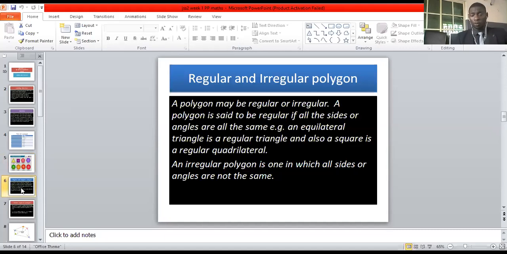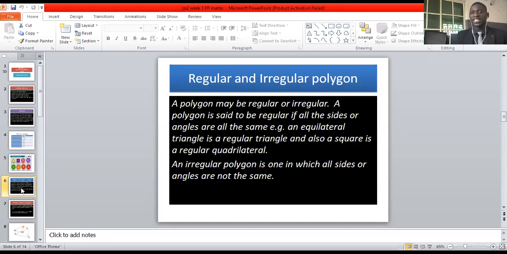Regular and irregular polygon. What does regular polygon mean and what does irregular polygon mean? A polygon may be regular or irregular. A polygon is said to be regular if all the sides and angles are the same. That is, a regular polygon is a polygon in which all the sides are equal and all the interior angles that make up the total angle of that shape are also equal.